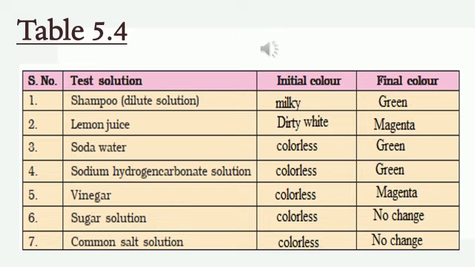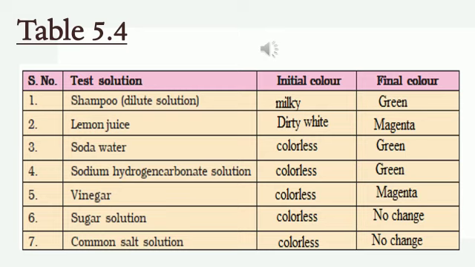So we are taking a few solutions for the test with the natural indicator, that is China rose solution. Initially we had made a solution using these China rose petals in warm water and left it for a few minutes, and that colored solution we are using as an indicator to check these solutions. First we are using shampoo, that is a dilute solution. Shampoo needs to be mixed in water so it becomes dilute. Initially it will be milky in color. What happens if we mix it with the China rose solution? It turns green in color.